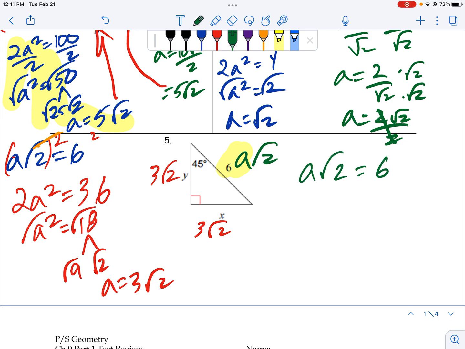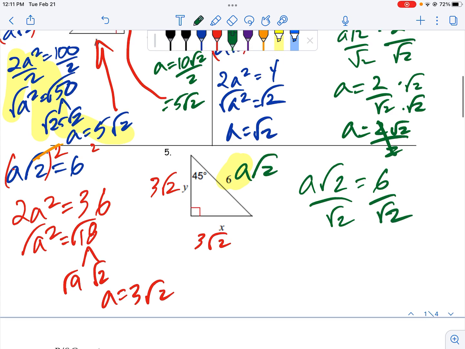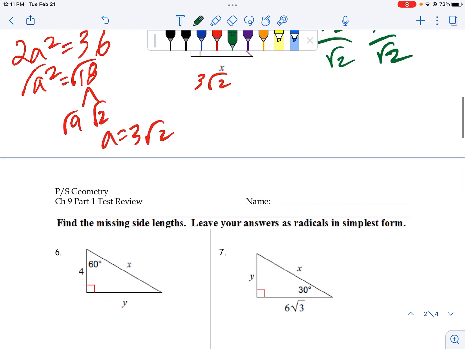Again, I could also do it like this and divide by root 2, divide by root 2, all right, and then go from there. That's the same process. You'll get the same answer. I'm going to go on to the next page.